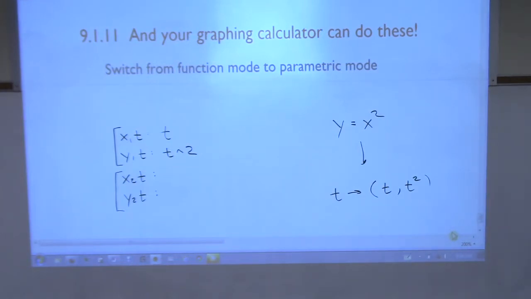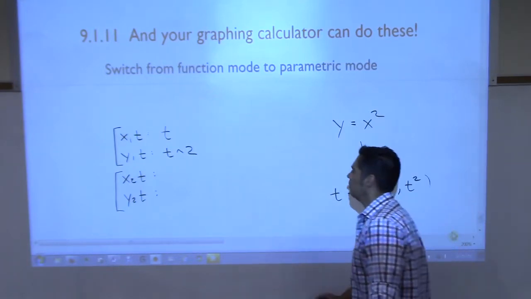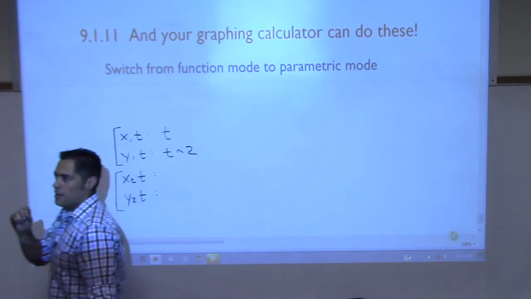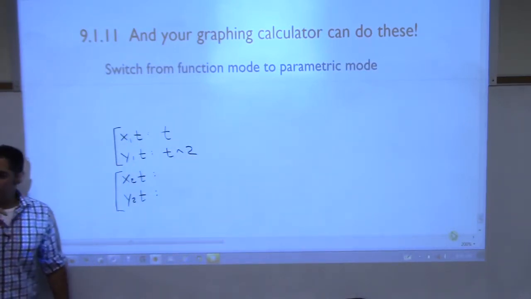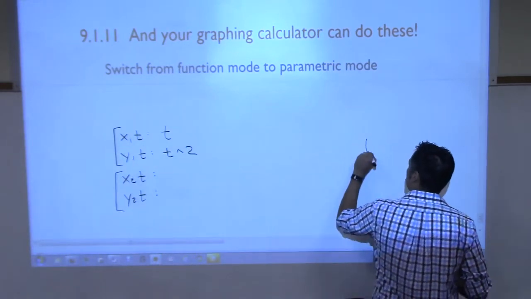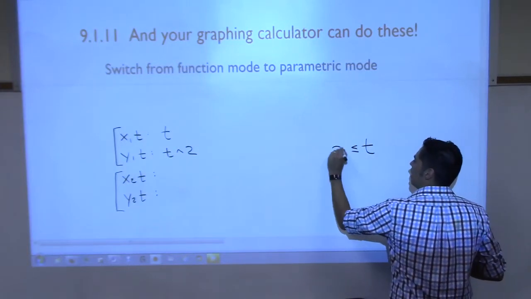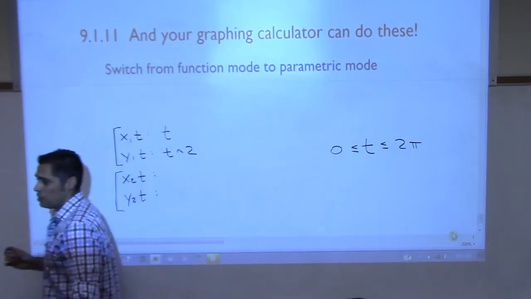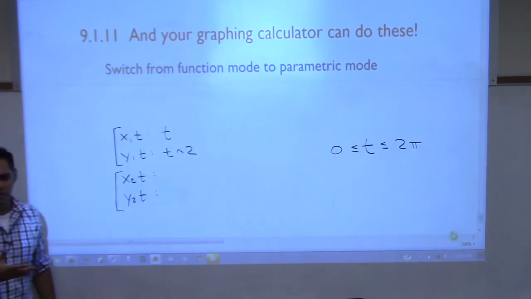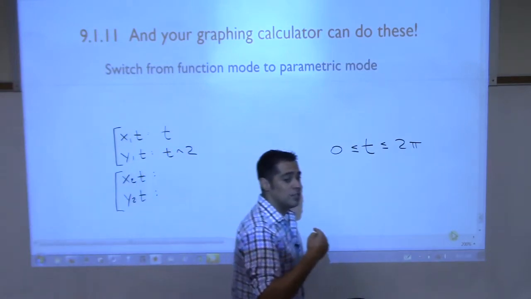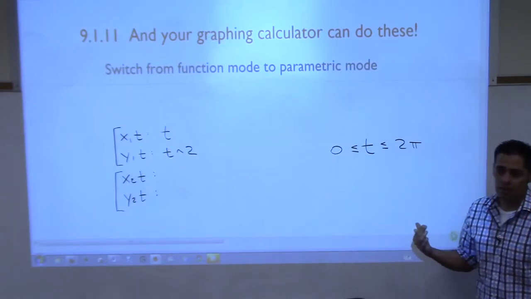And then hit graph, and I bet you're going to get the right side of a parabola. Okay? So here's why it gave you the right side of the graph. By default, the default setting in the calculator is that the restriction on t be between 0 and 2 pi. Because most of the time, when you're doing parametric curves, you're using trig functions. And so it defaults 0 to 2 pi. You need to change that if you wanted to draw the whole parabola.